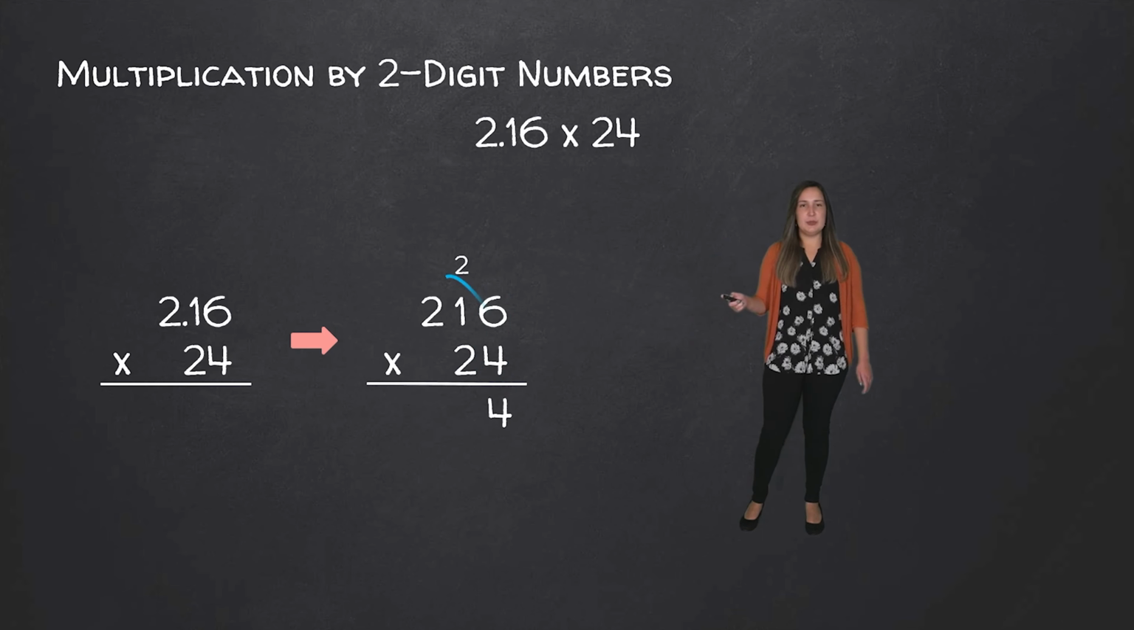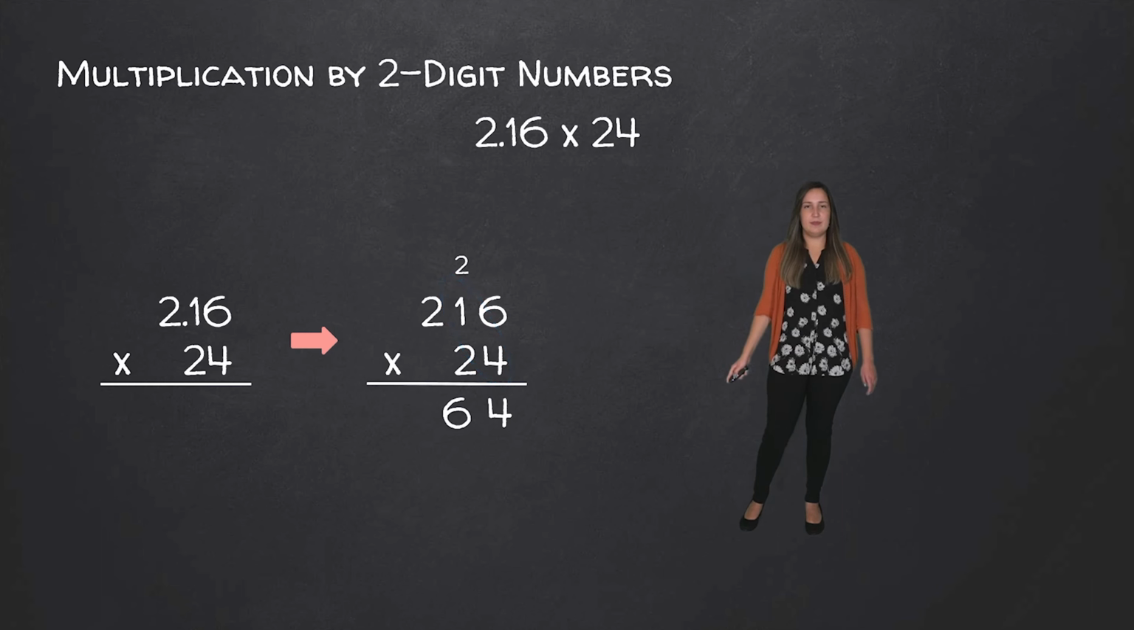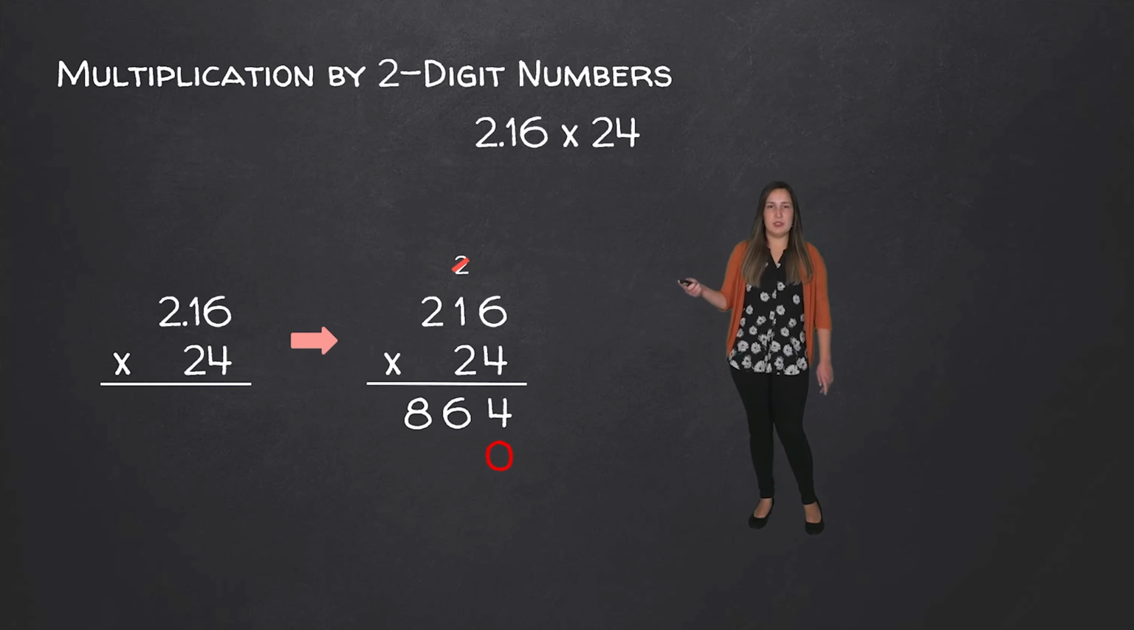Then we're going to do 4 times 1. 4 times 1 is equal to 4, plus the 2 is equal to 6. Then we're going to do 4 times 2, and that's equal to 8. And then once we move on to the 2, we're going to first add a 0 as a place value holder, and now we can start multiplying with the 2.